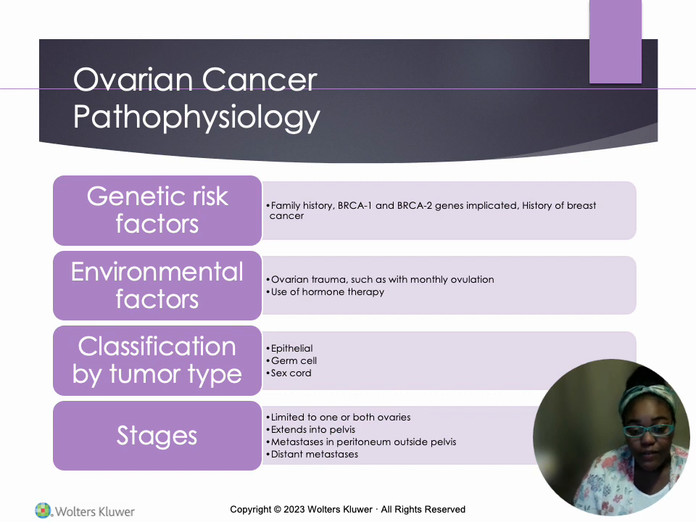Again, here's our pathophysiology. Some risk factors include family history. If you have the BRCA1 or 2 genes, there is a higher risk for you to have ovarian cancer, or even if you have a history of breast cancer that makes you susceptible to developing ovarian cancer at a later time. Environmental factors include ovarian trauma, such as with ovulation or use of hormone therapy.